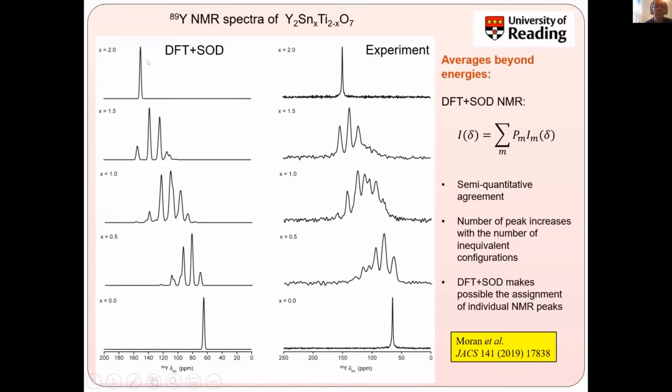And this is a spectrum generated purely ab initio with no experimental input at all, and this is the experimental one. Then we can use the calculations to assign each of the peaks in the experiment and understand what the chemical environment is in each case. It was published in JACS last year.